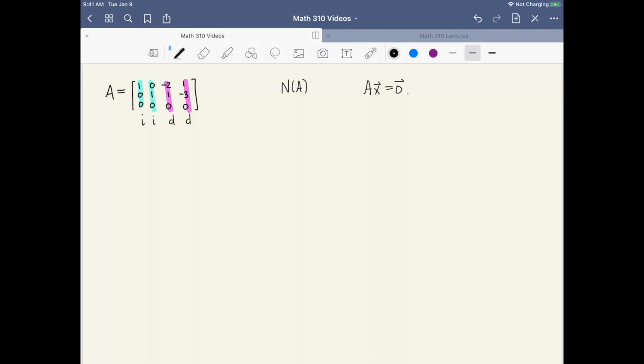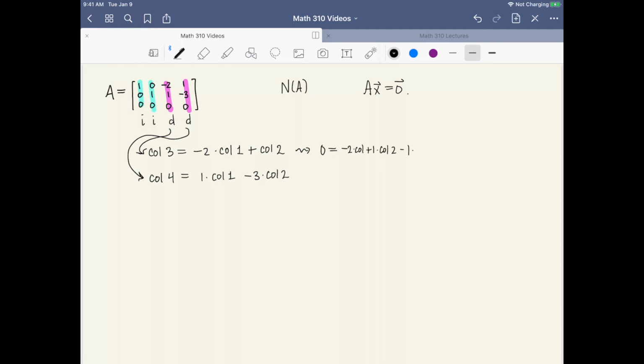I can see from here that column 3 is equal to minus 2 times column 1 plus column 2. And then I can also see that column 4 is equal to 1 times column 1 minus 3 times column 2. Those are the two dependency relations that I see. Now this one I can rewrite as 0 is equal to minus 2 column 1 plus 1 column 2 minus 1 column 3 plus 0 column 4, which didn't factor into it. And this one I can rewrite as 0 is equal to 1 column 1 minus 3 column 2 plus 0 column 3 minus 1 column 4.